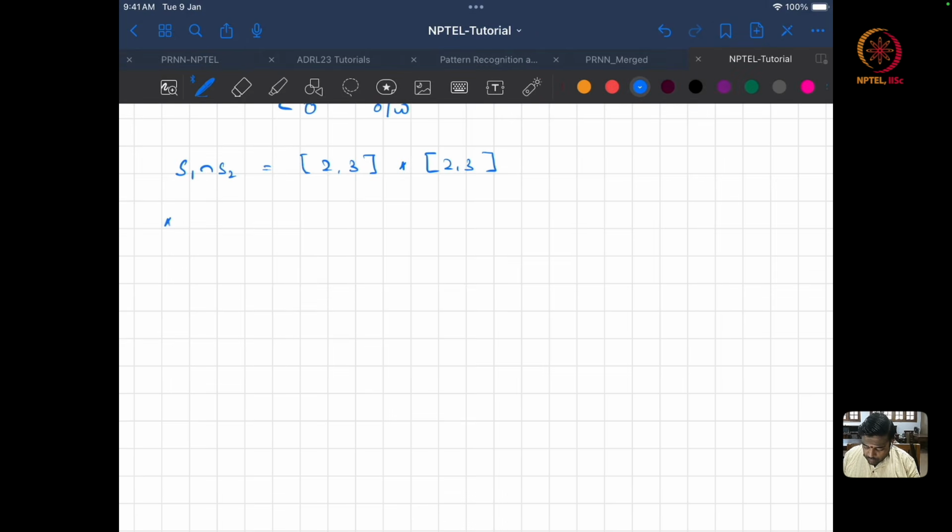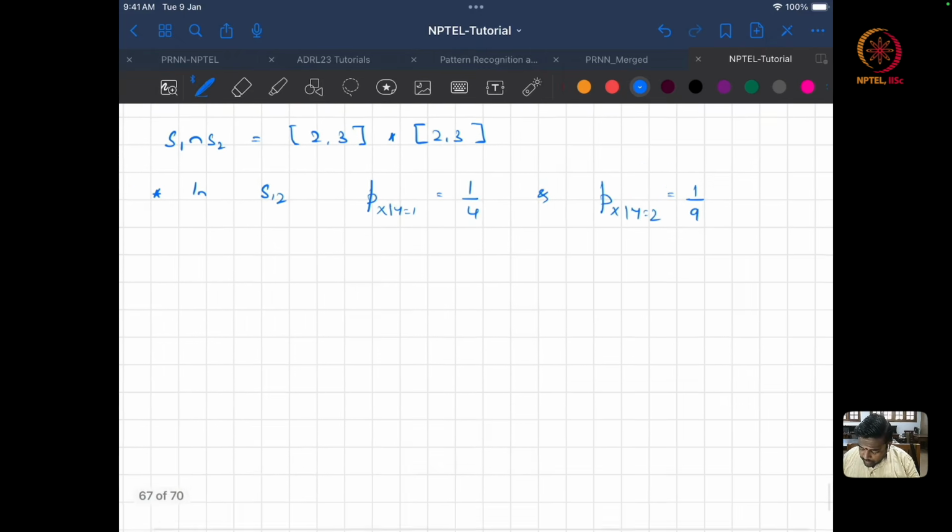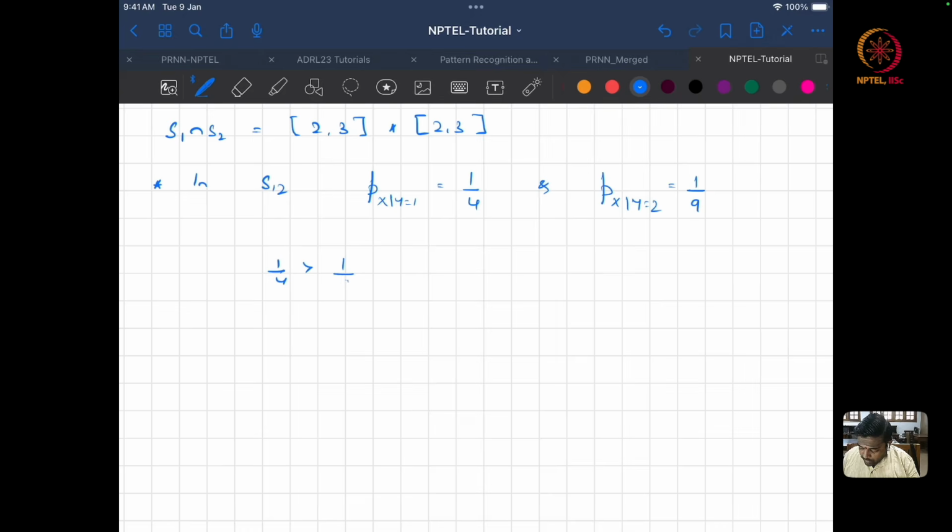Now in S12, x given y is equal to 1 is 1/4 and x given y is equal to 2 is 1/9. Since they have equal priors, the Bayes classifier with 0-1 loss is nothing but comparing the posteriors. Since they have equal priors, it's comparing the class conditionals. It is evident that 1/4 is greater than 1/9, which implies that in the overlap region, I decide y is equal to 1.